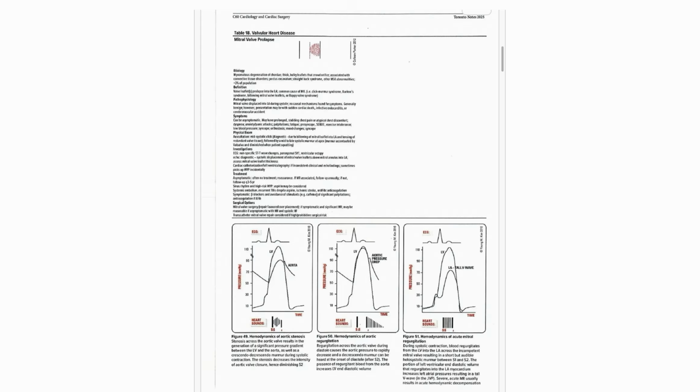Physiology. The underlying abnormality is displacement of the mitral valve into the left atrium during ventricular systole. Although many patients remain asymptomatic, the prolapsing valve may produce complications including progressive mitral regurgitation, infective endocarditis, cerebrovascular events, and rarely sudden cardiac death.